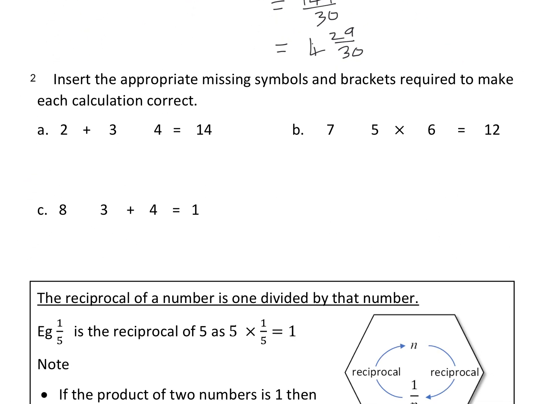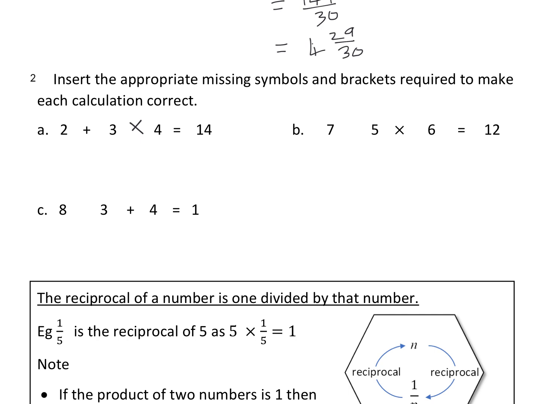Okay, here we have to insert the appropriate missing symbols and brackets required to make each calculation correct. So we're trying to make 14. So I could get a 4 times 3 to get me a 12, and then add on the 2, and that will get me 14. I don't need any brackets because the multiplication will come first before we do the addition, so that's that question complete.